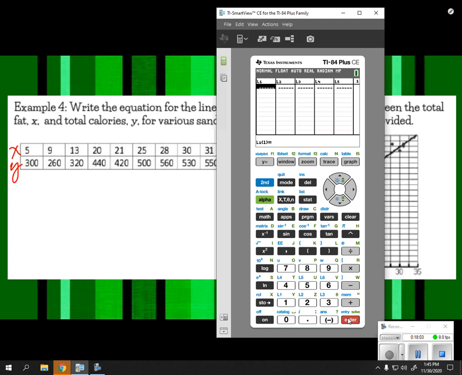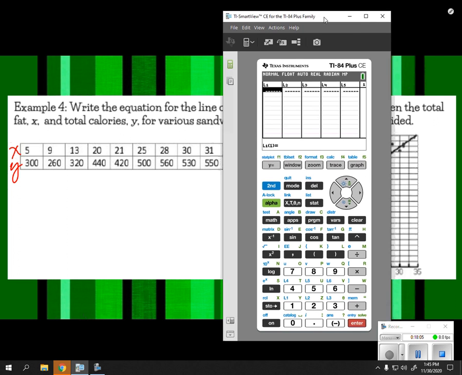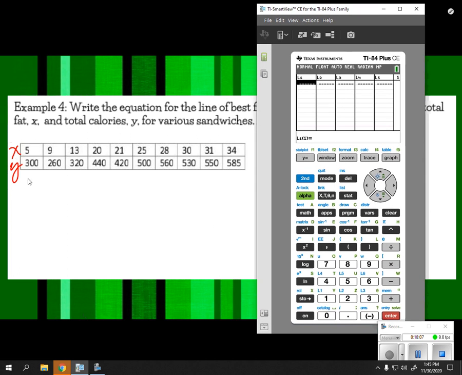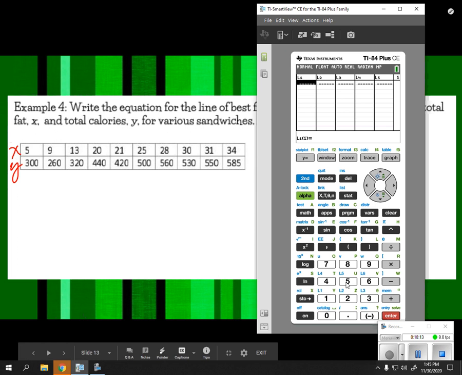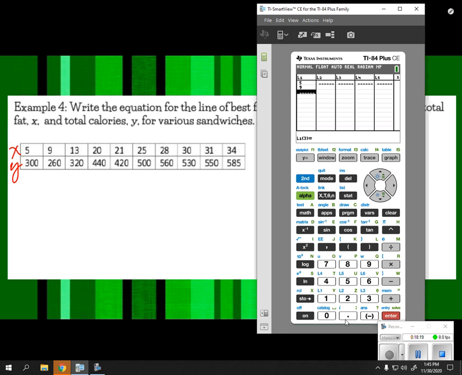Okay, and what we're going to do is type in all of the X values. It's easier to type in all of the X values and then go back and get all of the Y values, because I hit 5 and then all you have to do is hit enter and it bumps you down. That's easier than doing 5 and then 300 and then 9 and 260, but it's not impossible. You could do it that way. I find it easier to fill in all my X values.